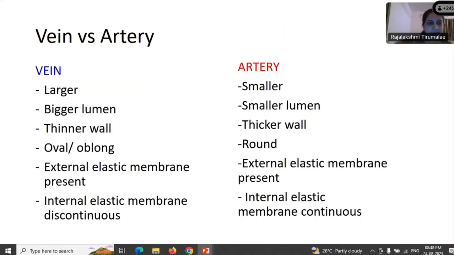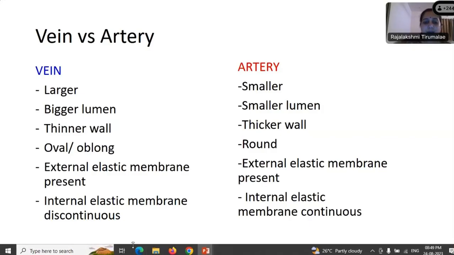So here's the list. A vein usually has a larger lumen. It's more oblong or oval, whereas arteries have a smaller lumen, thicker wall. They are round in contour, provided you're seeing the transverse section. And of course, we give a lot of importance to the presence of a continuous internal elastic lamina. Where do you see that? You see that in an artery.